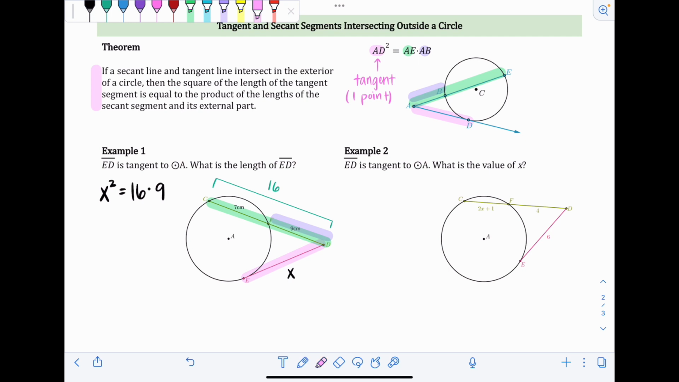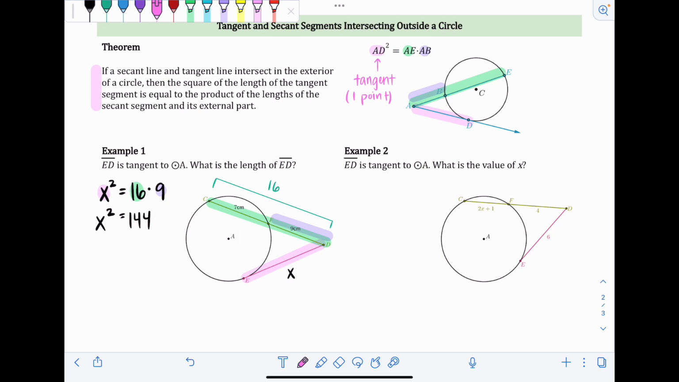So the x squared came from the tangent segment that we don't know, and the tangent segment is the part that gets squared. And then the 16 is the entire length of the secant segment, so 7 and 9 together, and then 9 is coming from just the external part. We don't have to include just the internal part. Okay, and then x squared equals 16 times 9 is 144.